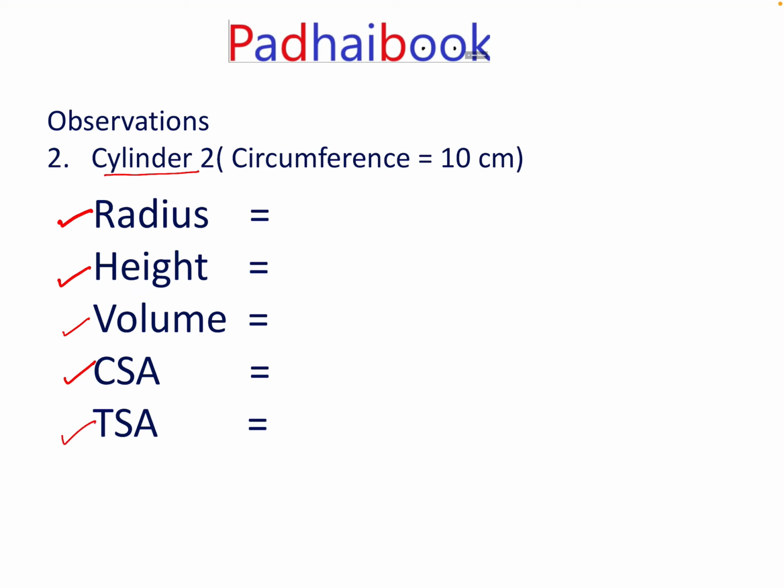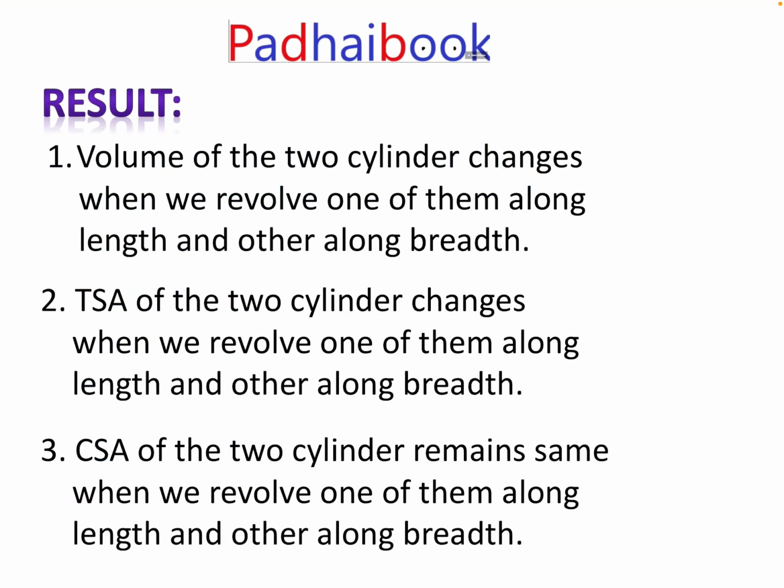What we will observe from the two? We observe that the volume of the two cylinders changes when we revolve one of them along the length and another along the breadth. TSA also changes, but the curved surface area of the two cylinders remains the same. Right, so this is the result we have.